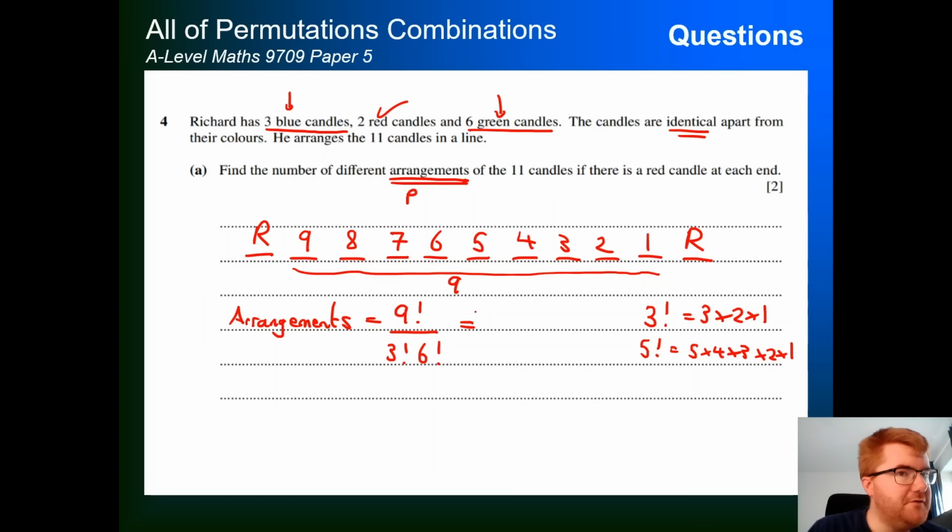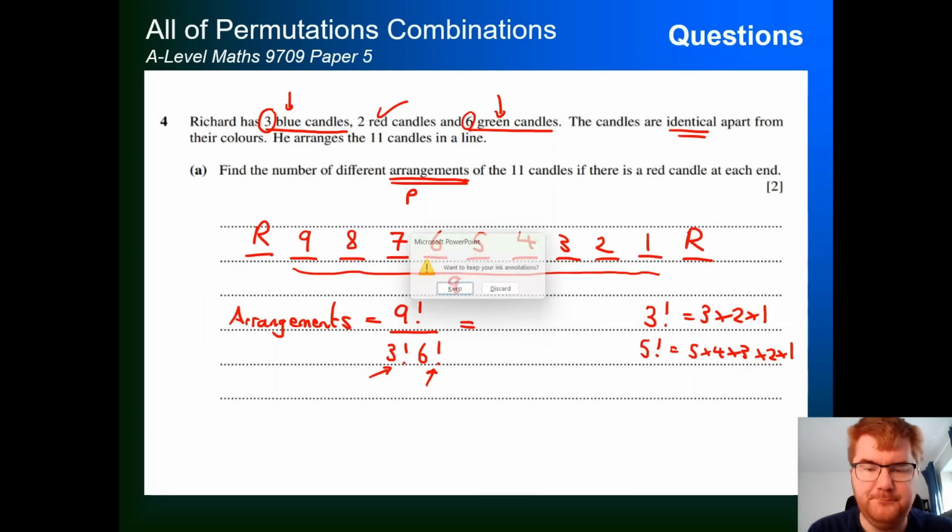So again, let's go through how we got this. We have 9 slots that we don't know about. So we have 9 factorial, and then we divide through by the repetitions that we have. So we have 3 blue candles, so 3 factorial at the bottom, and then 6 green candles, 6 factorial at the bottom. So now I'm going to go to my calculator and show you how you type this in.